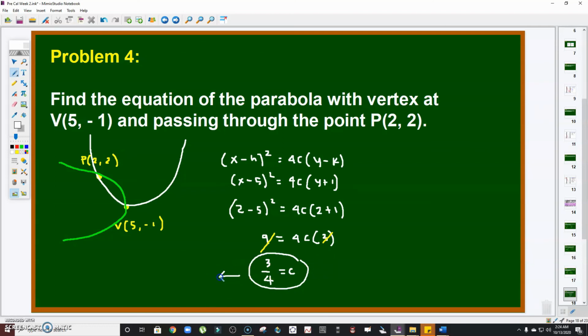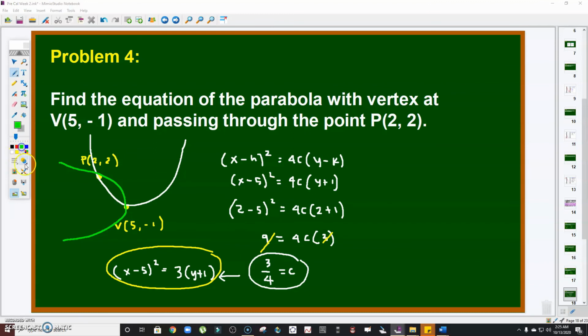So, therefore, ang equation natin ng parabola is this. The equation here is (x - 5) squared equals 3/4 times 4, so that is 3. That's 4 times 3/4, so cancel ang 4. So, that will be 3 times (y + 1). There you go. So this is the answer if the parabola opens upward.